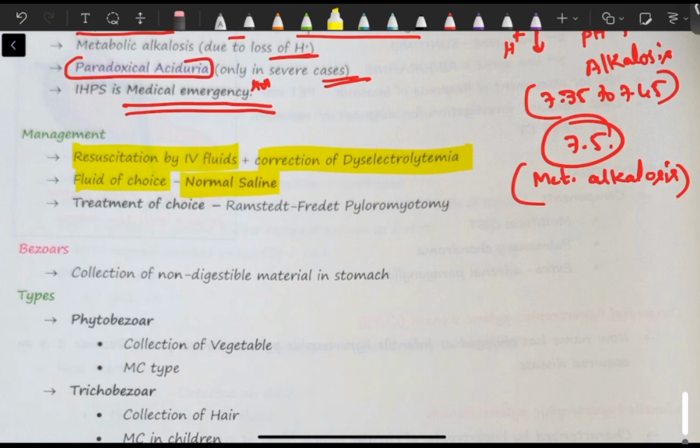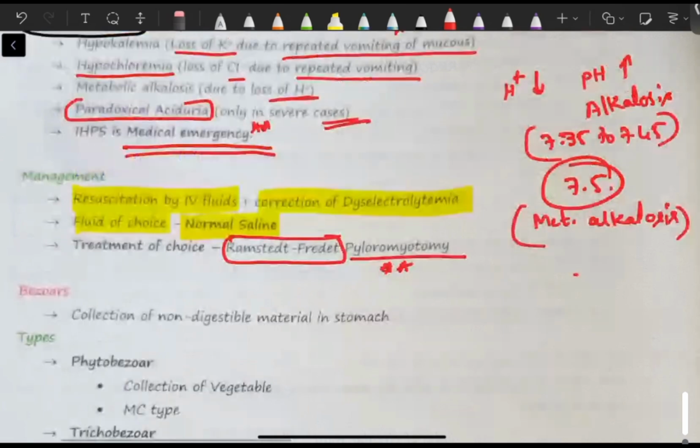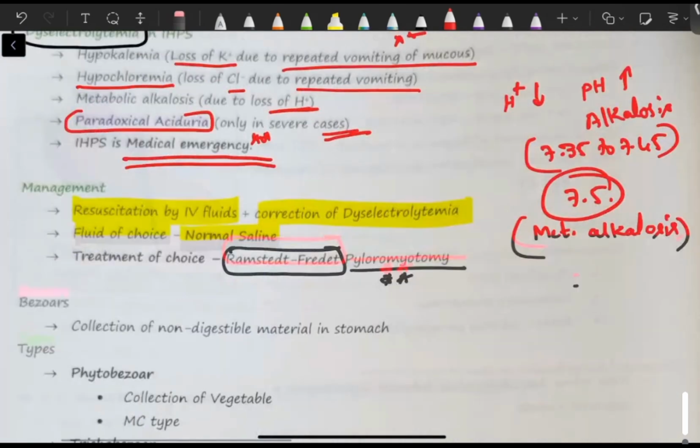After this, once we diagnose that all this is happening because of pyloric stenosis, we will have to relieve that stenosis. In order to do so, we cut the hypertrophied muscle, and that procedure is called pyloromyotomy. We create an opening in the pylorus muscle, releasing the hypertrophy. Ramstedt's pyloromyotomy is enough to remember. This is the definitive treatment of choice for infantile hypertrophic pyloric stenosis.